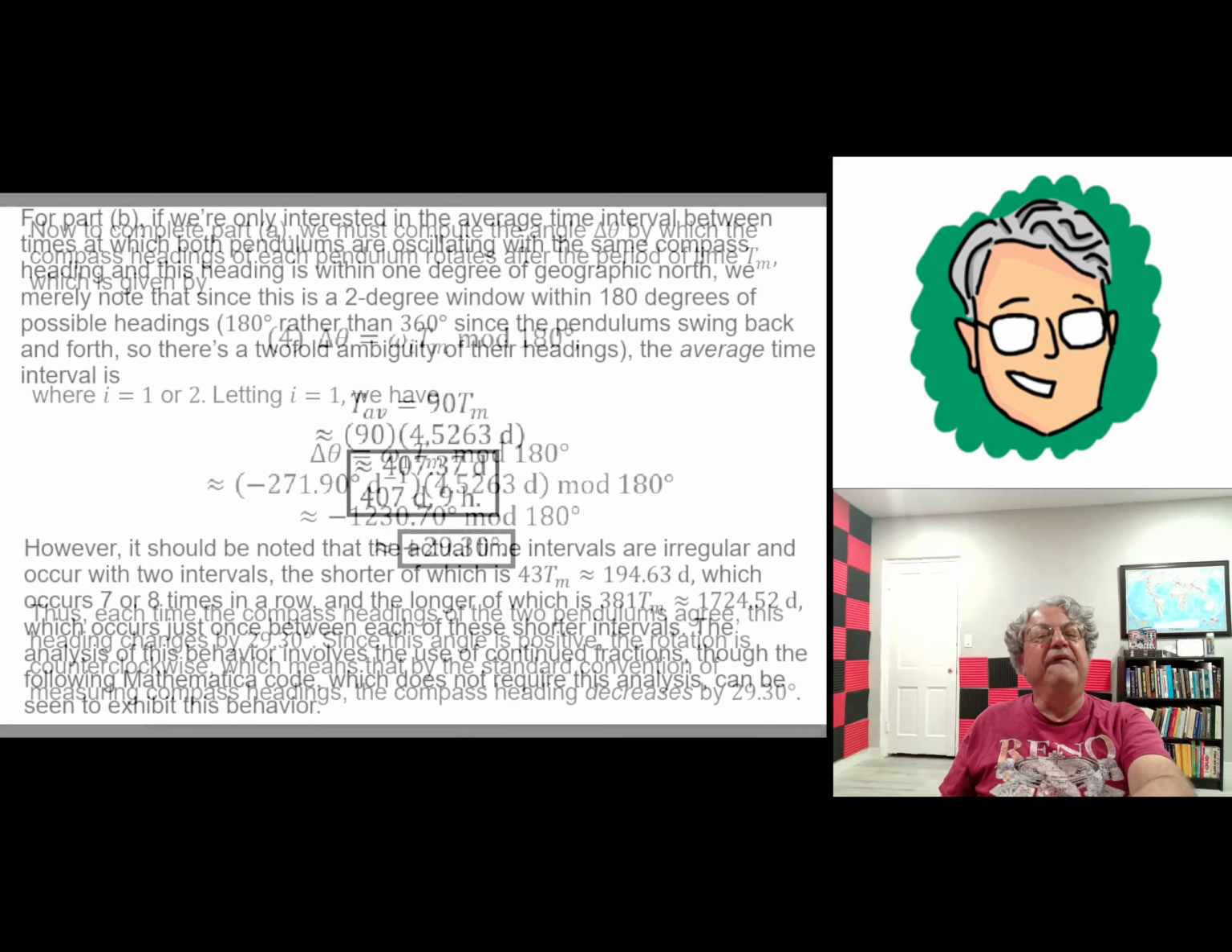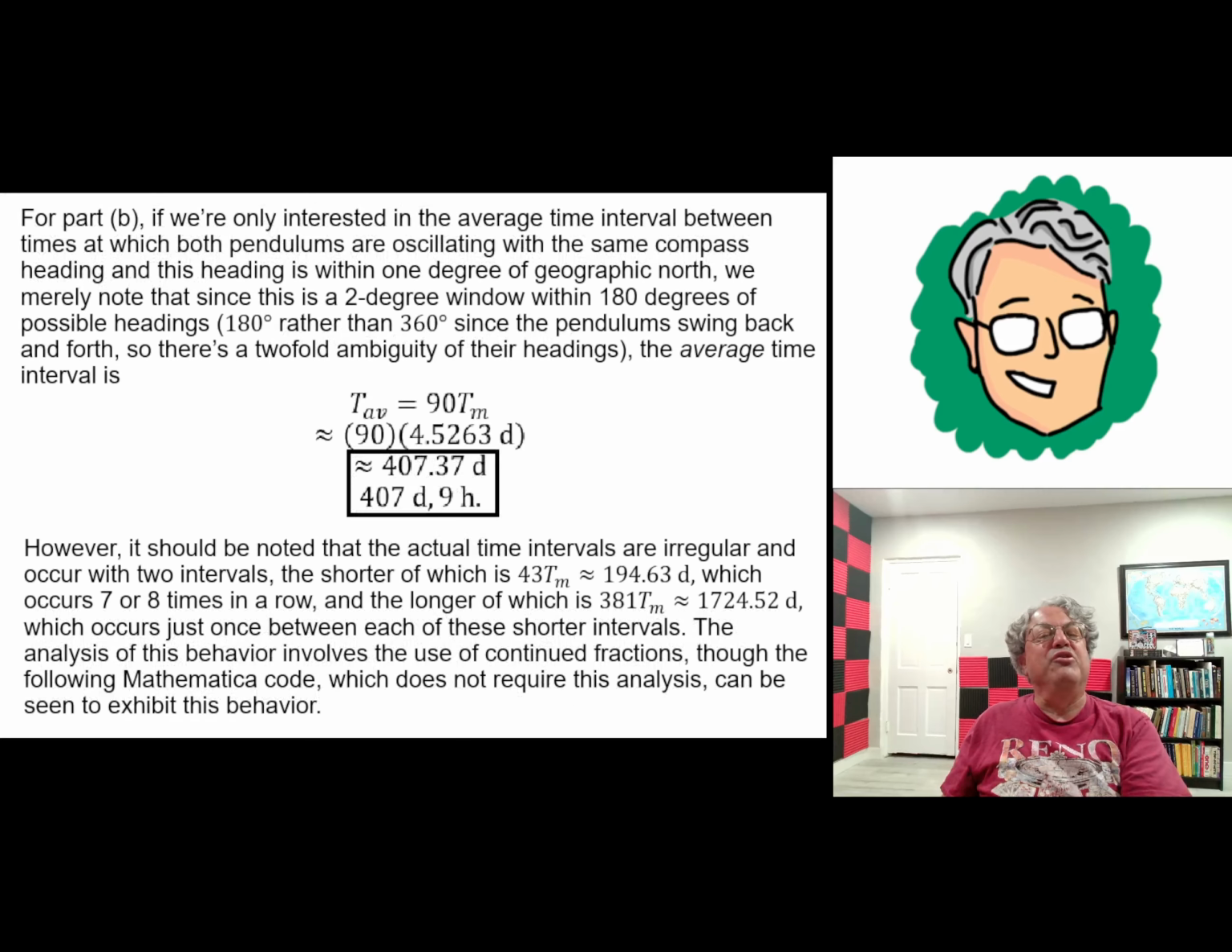What about part B? Well, there's kind of an easy way and a hard way to do part B. The easy way is this: we already figured out the matching time when both headings agree, and we also calculated how much the heading changes. Forget about that part for now. The headings are going to agree at some random angle. We don't know what angle they're going to agree at, but we're asking for when they both agree, and they're also both within 1 degree of geographic north.